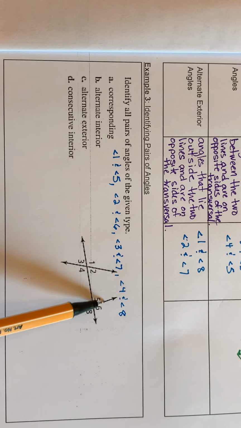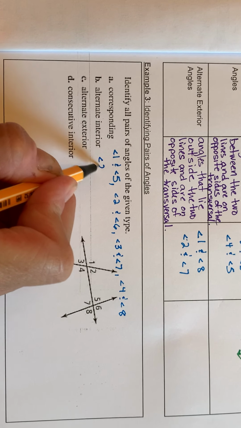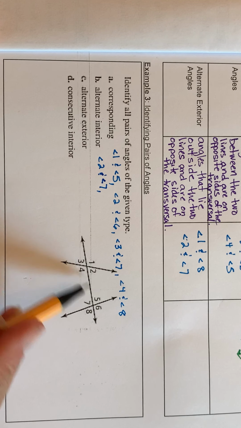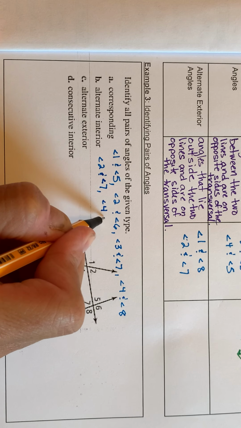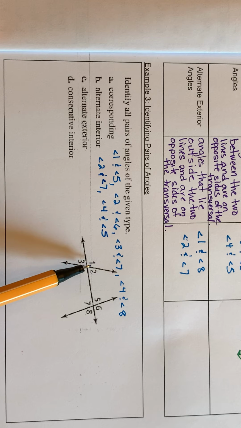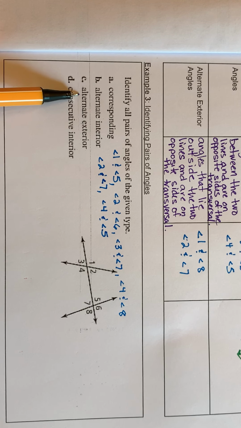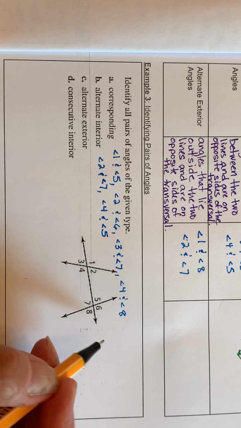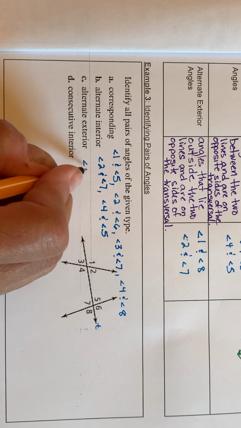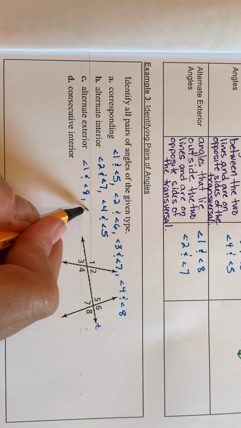Alternate interior. Interior means inside. Alternate sides of the transversal. 2 and 7, one pair. 4 and 5 is the other. Alternate exterior, outside the two lines, 1 and 3, 6 and 8, and alternate sides of the transversal. This is T, the transversal. So alternate exterior, angles 1 and 8, as well as 3 and 6.